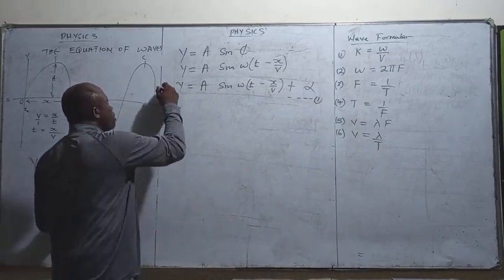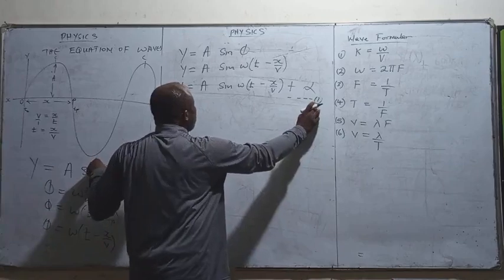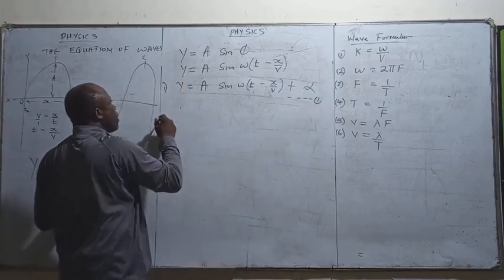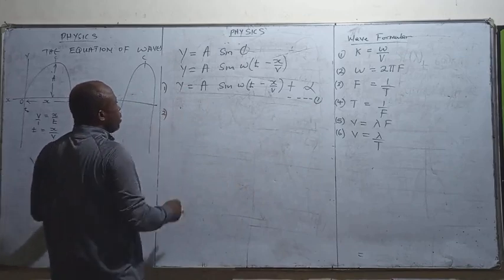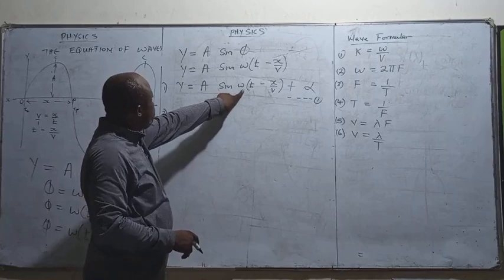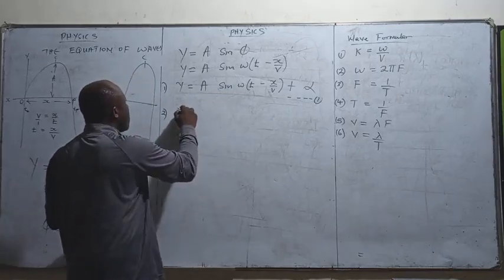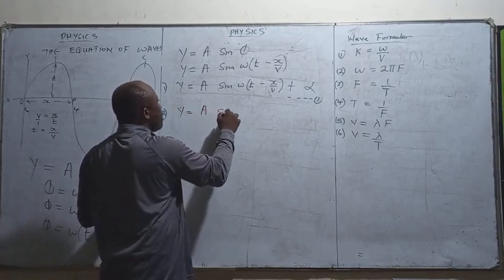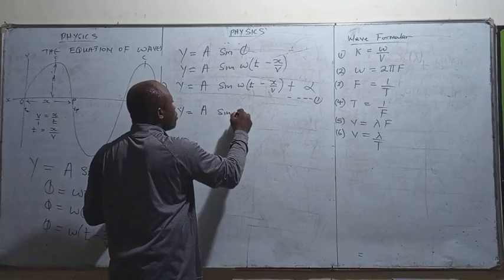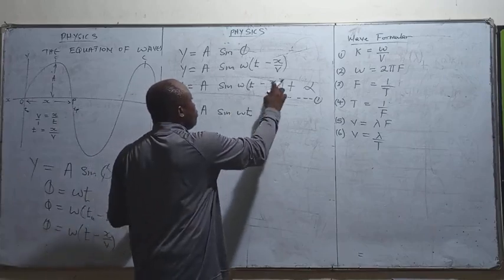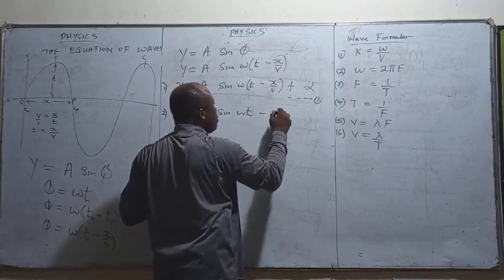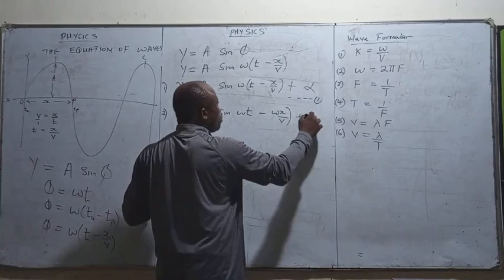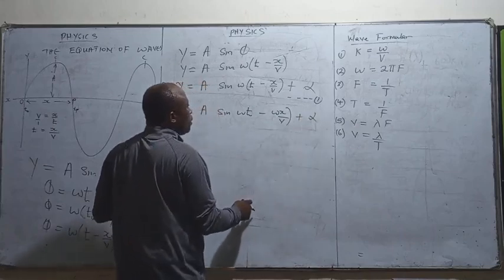Since this one is equation 1, that's 1. Then number 2, let's expand this. When we expand this, we can see that y is equal to A sine omega times t, that's omega t, minus omega x over v, bracket plus alpha.